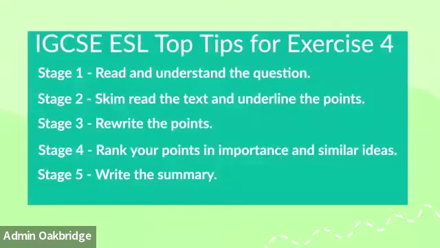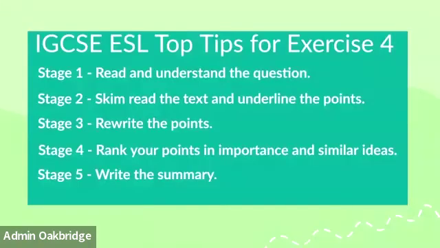For summary, they are strict about this because of the word limit and how many content points are required. So to summarize, this is how you should answer your summary writing. These are the 5 stages that you should do. First, you need to read and understand the question. Second, you need to skim read the text and underline the points. Skimming means you go through the passage in a very quick manner. Stage 3, you rewrite the points. Stage 4, you rank your points in importance and similar ideas. It means that you need to organize your points. And then the last one is where you write the summary. So I'm going to go into more detail for stage 1 all the way to stage 5.